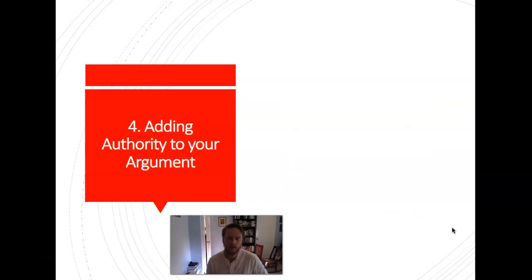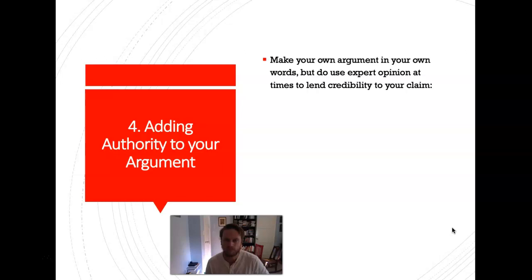A fourth way to use your sources is to add authority to your argument. Make your own argument in your own words, but do use expert opinion at times to lend credibility to your claim. So you're going to borrow the ethos, the credibility of experts, to then make your argument believable and credible.